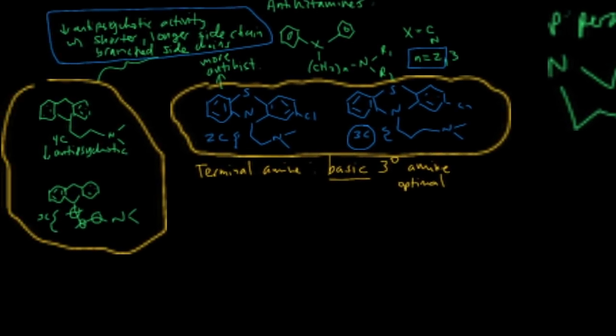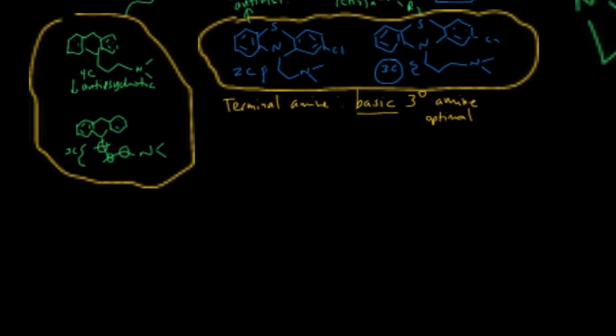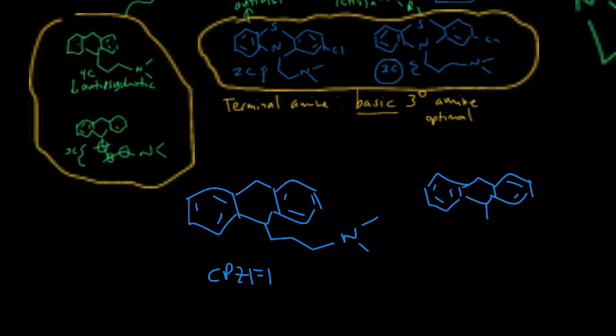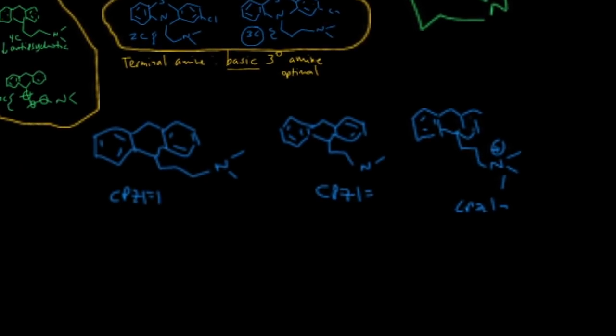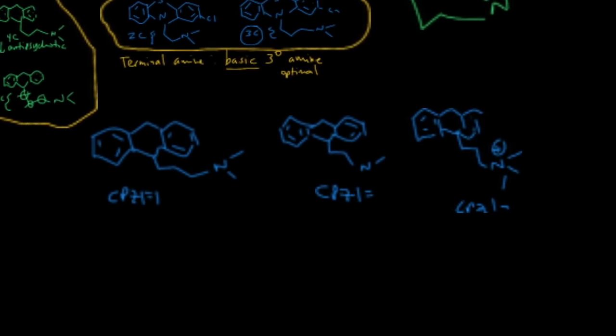Let's see. Okay, so everything else being equal, you have 3 molecules. Everything else being equal means the scaffold is the same and the 3 carbon chain is the same. The only thing we're changing right here is the nitrogen part. So here we have a tertiary amine, secondary amine, and a quaternary amine with a positive charge. Quaternary amines have positive charges.